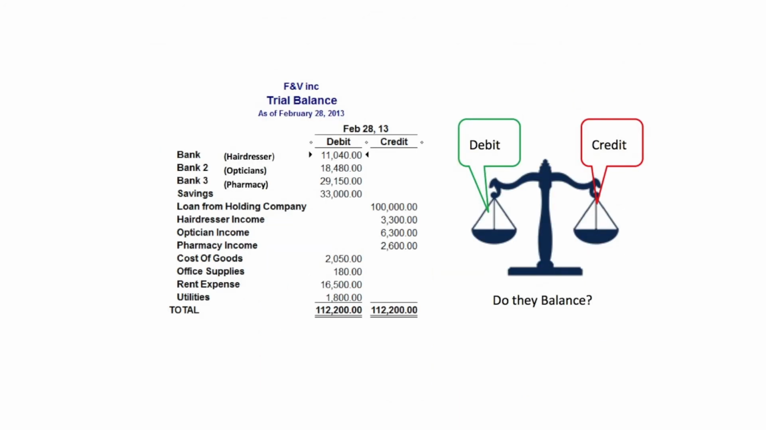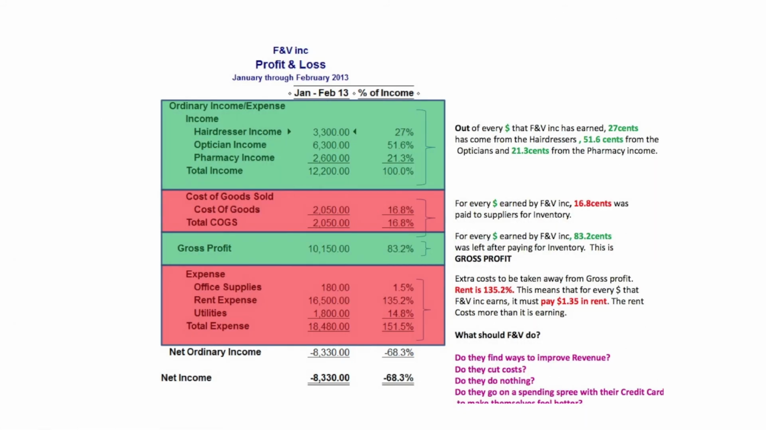Here you see an example of Fortune & Venture Incorporated's trial balance. Fortune & Venture Incorporated's profit and loss. Out of every dollar that Fortune & Venture Incorporated has earned, 27 cents has come from the hairdressers, 51.6 cents from the opticians, and 21.3 cents from the pharmacy income.